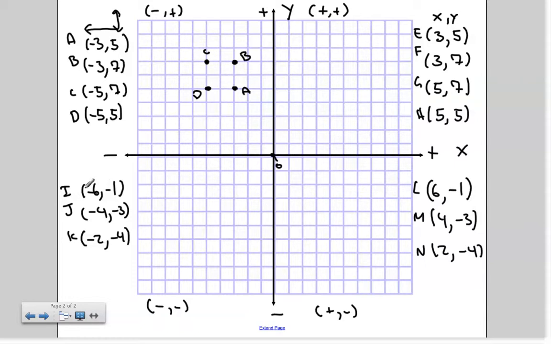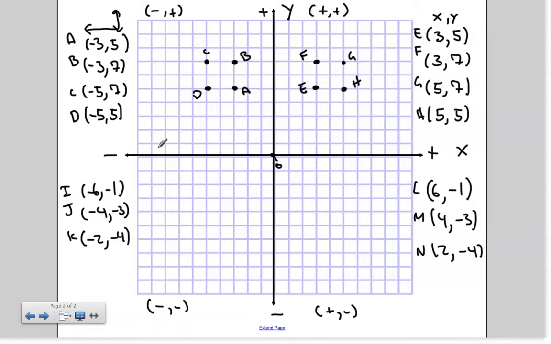Now we'll go on to E, F, and G, and H. So if we look at E, all these are positive. So if it's positive and positive, we know it's going to be in the first quadrant. So we have 3, 1, 2, 3, 5, 1, 2, 3, 4, 5. E, F is 3, 7. G is 5, so 3, 4, 5, 5, 7. G, and H is 5, 5. So we have all our coordinates here, positive, positive.